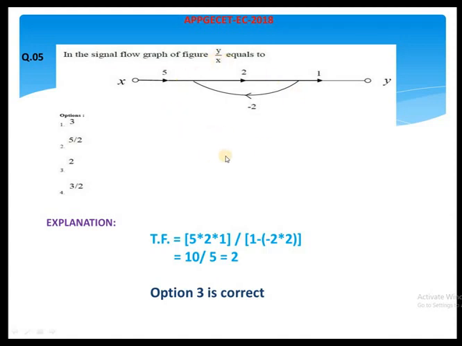Like this we have to practice. No need to write Mason's gain formula each and every time in a competitive exam. It will take more time. We just have to practice more problems to directly apply Mason's gain formula by looking at the SFG question. So likewise we have to practice more problems and applications of Mason's gain.